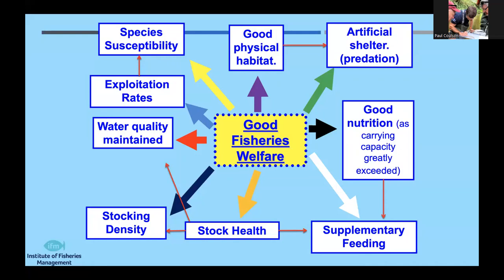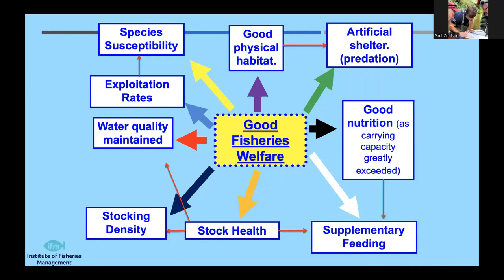And you'll see right at the top there, we've got good physical habitat, and that might be leading to artificial shelter. And you'll notice by the red arrows that a lot of these are interconnected. One thing connects to the other. So, for instance, stock health is linked directly to stock density, how many fish you've got. The more fish you've got, you might need to look at something like supplementary feeding. And that also links in quite nicely with water quality. If you manage your water, then you're normally managing the health and welfare of that stock as well.